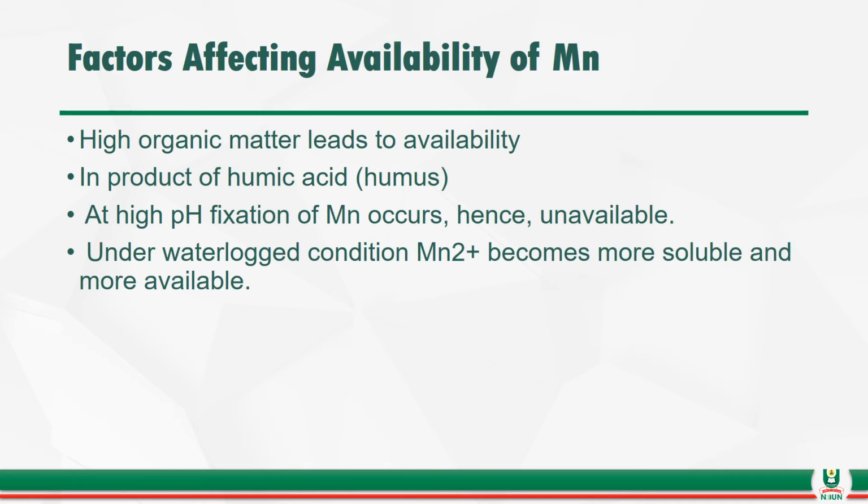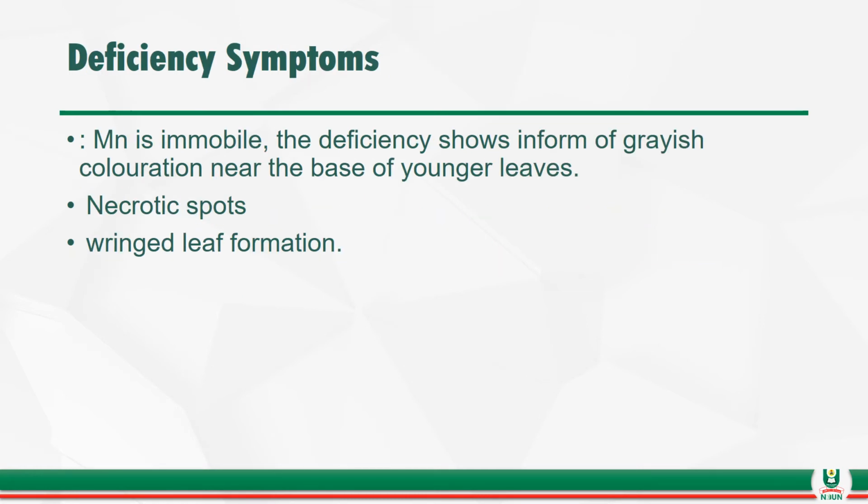Factors affecting availability of manganese. High organic matter leads to availability. Improvements of humic acid soils, that is the humus soils. At high pH, fixation of manganese occurs. Under waterlogged conditions, Mn2+ becomes more soluble and more available. Deficiency symptoms: manganese is immobile. The deficiency shows in the form of grayish coloration near the base of younger leaves, necrotic spots, and wrinkled leaf formation.